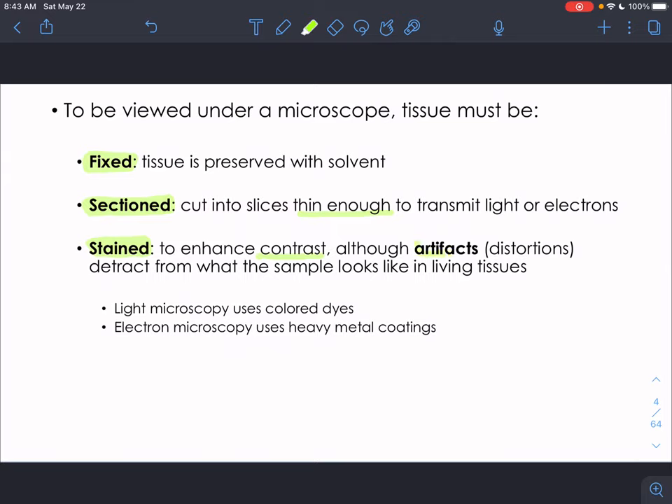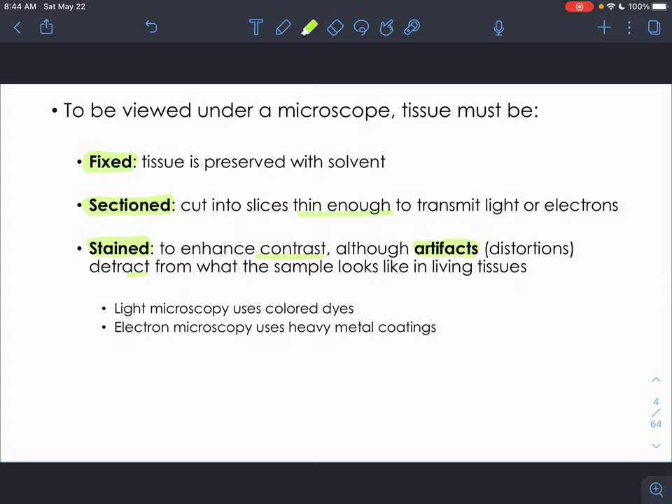Artifacts are distortions. They detract from what the sample would look like in living tissues, but that's not really important. I don't know why that's in there. But we stain the tissue so you can see the different features, so you can see the nucleus, the cell membrane, and all of the stuff that you need to look at.